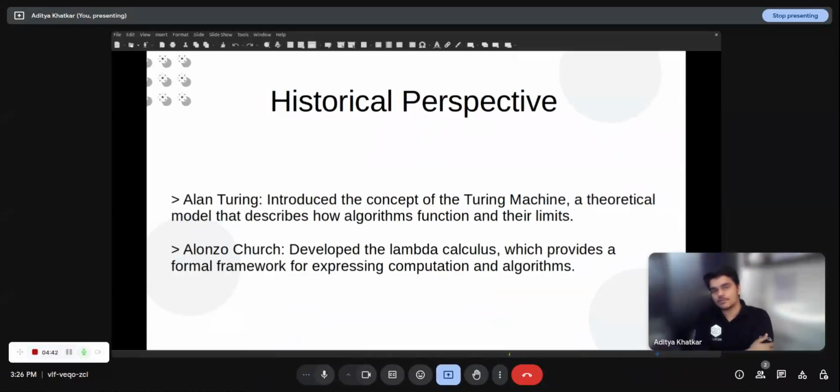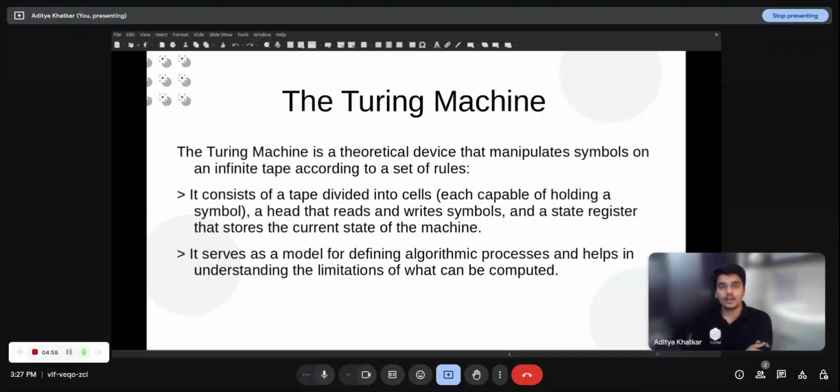What's the historical perspective? Alan Turing introduced the concept of the Turing machine, a theoretical model that describes how algorithms function and their limits. Alonzo Church developed the lambda calculus, which provides a formal framework for expressing computation and algorithms. We are going to talk about the Turing machine now.